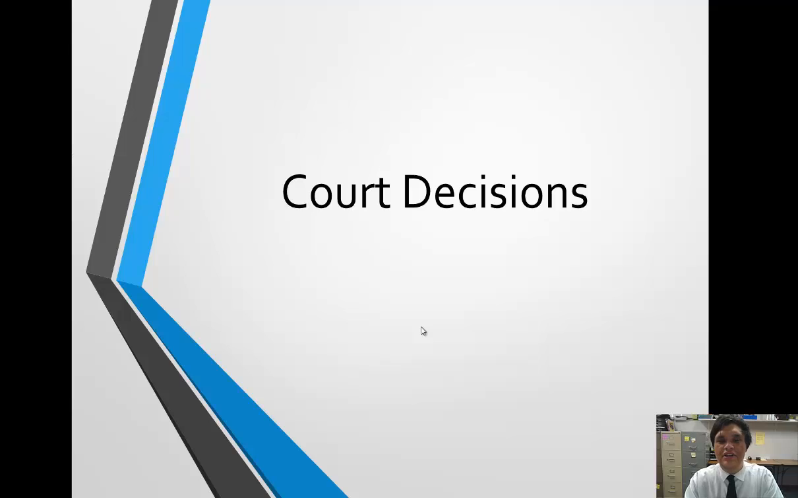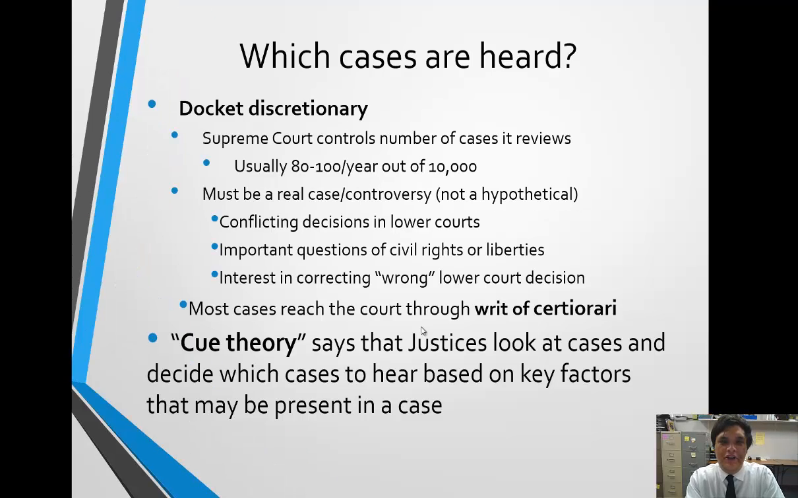So anyways, court decisions. Which cases are heard? Well, the truth is that the docket is actually really discretionary. That means that the Supreme Court can decide which cases they hear, which cases they don't want to hear. The Supreme Court controls the number of cases that it reviews. Usually, the Supreme Court only handles 80 to 100 cases per year. So that's not a whole lot, particularly when you consider that there are usually 10,000 cases that are presented before the court for review. The Supreme Court itself only decides to hear about 80 to 100 of those 10,000 cases that are presented to them each year.